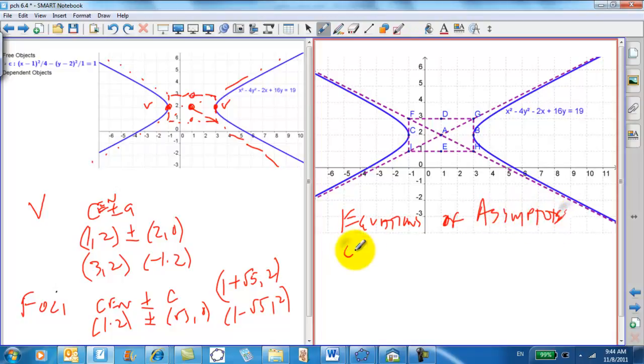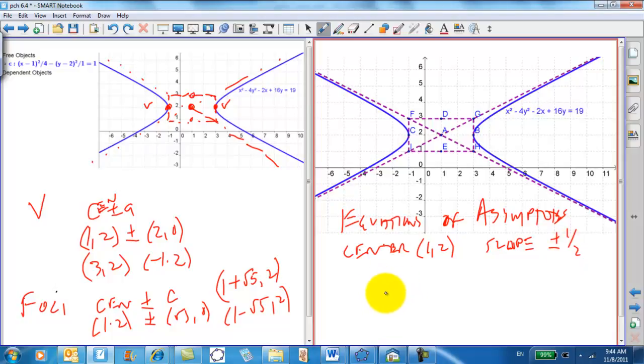you use the center, which in this case is 1, 2, and then the slope is going to be based on A and B. I can just look at the picture here, how much we're going over and how much we're going up. We're going over 2 and up 1. So the slopes are plus or minus a half. They come in just opposites of each other for both horizontal and vertical hyperbolas.